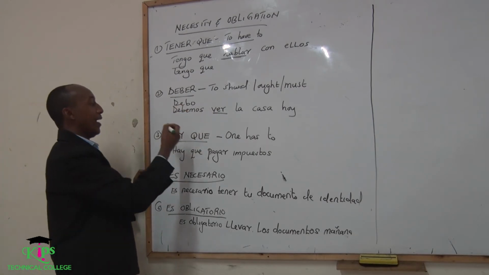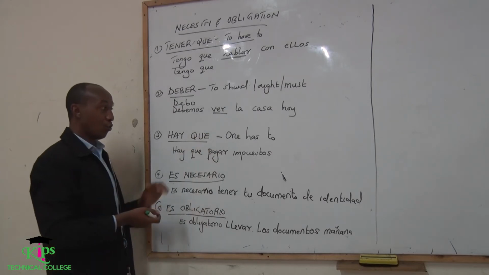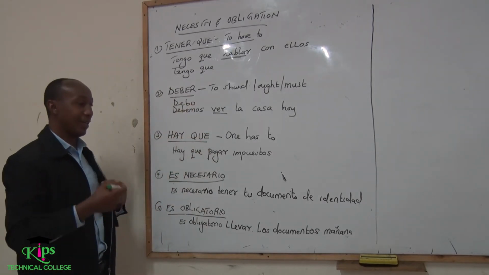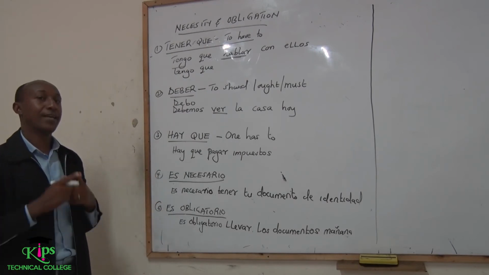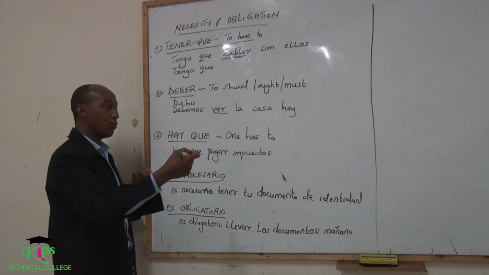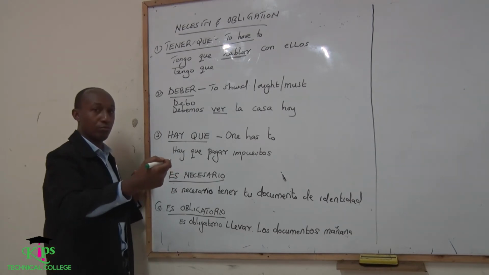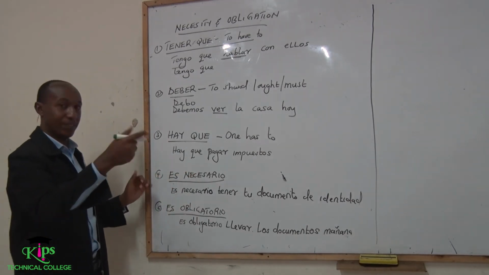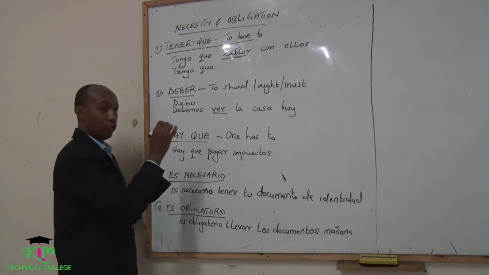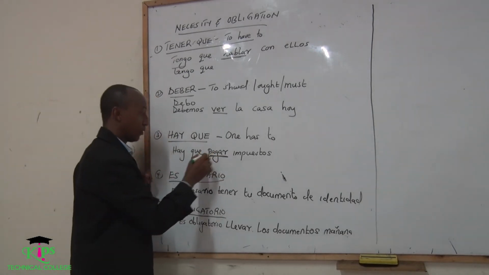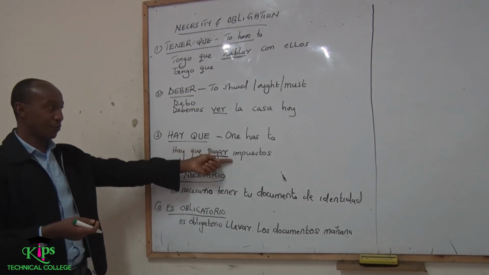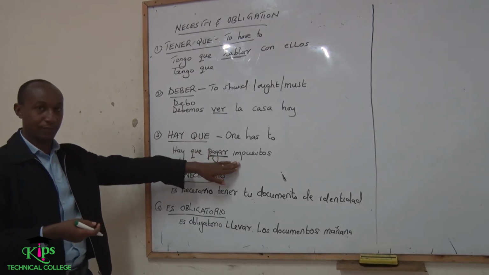Then we have hay que. So this one is also working as the first two, only that in this case I may not be addressing a specific person. Like I can say one has to do this and this. Who am I talking to? I can be talking to a group of people without referring to a specific person, but the verb stops with the verb. Like we say, hay que pagar impuestos. Hay que pagar impuestos. One has to pay taxes.